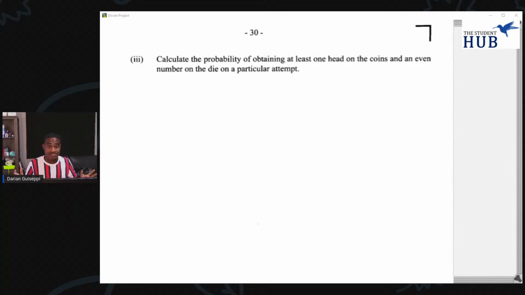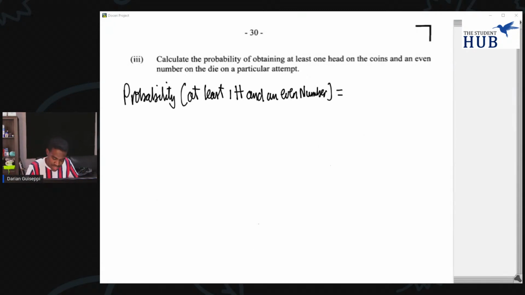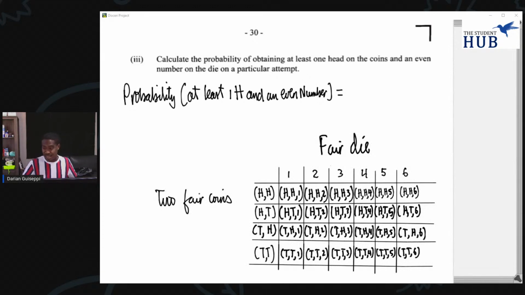And again, we could use the table and just pull out all we need and put it in the formula for probability. These types of questions are really nice. If you draw up the table and you have all the outcomes, it's just a matter of pulling it out. So we put back the table that would have been created, and we just pull out what we need. At least one head, and it needs to be even as well. So at least one head would be one or more, so it could be one or two heads.